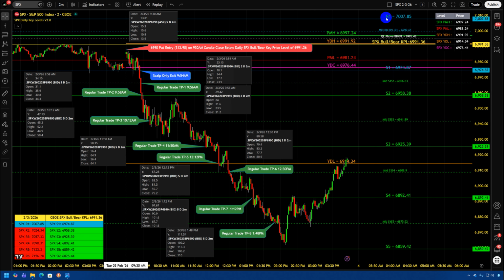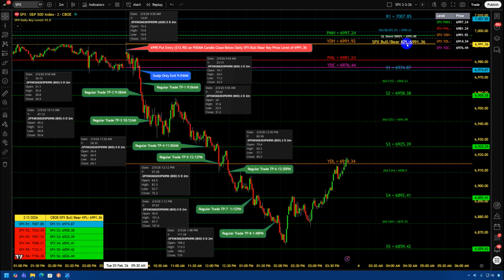We've zeroed in on just the R1 level, the Bull Bear Key Price level, and the S levels below for this particular session because of the way that price action dictated from the opening bell. However, as you can see in this table here, you have R1 through R6 above the Bull Bear KPL and S1 through S6 below the Bull Bear KPL.